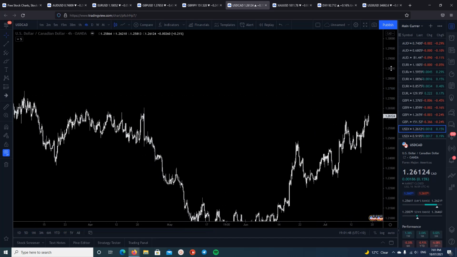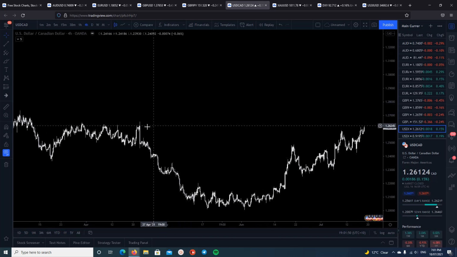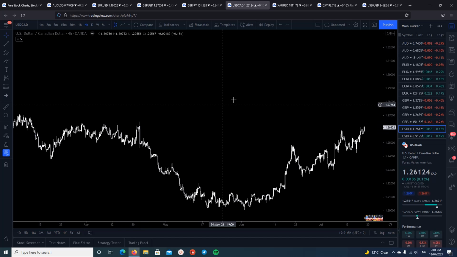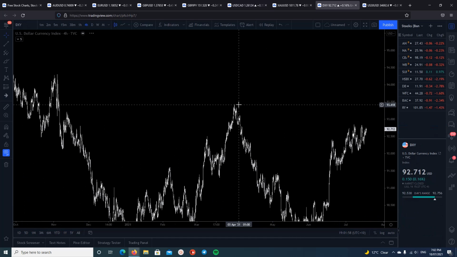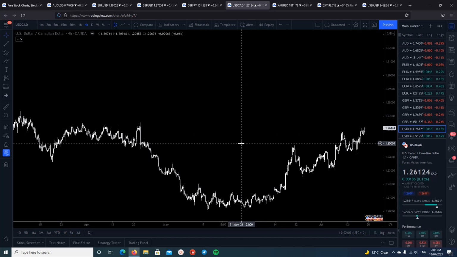Definitely, that'll be a key level right there. If we can retest above here and then continue up, then we'd probably want to wait for Dixie to come up to this level here, and then it'll be a make or break point. Okay, so that's what I'm looking at on USD CAD.